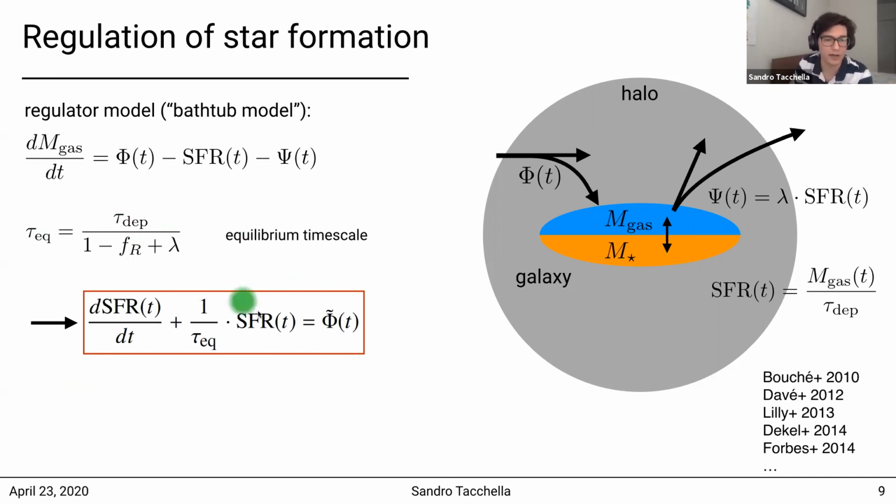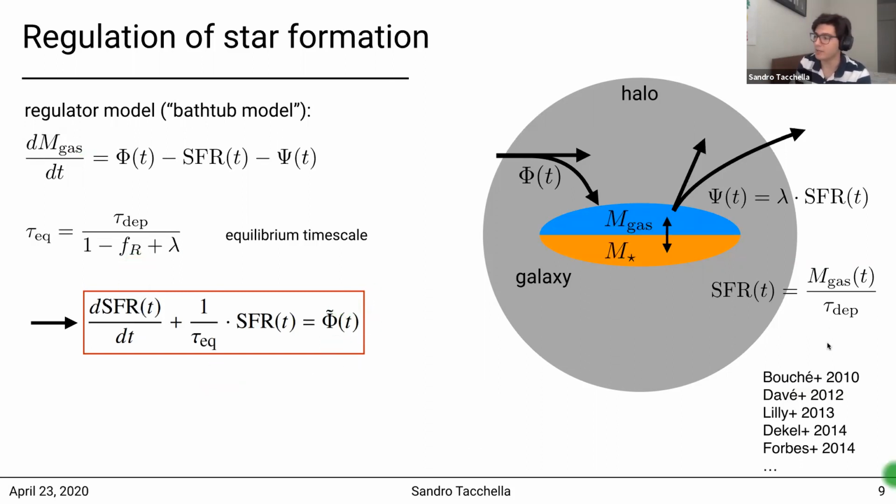This equation we will go into in much more detail in the next few slides. But basically, when you solve this equation, there are simple solutions that show that when the inflow rate goes up, the star formation rate goes up, and then usually exponentially declines back over the equilibrium timescale to the equilibrium star formation rate.